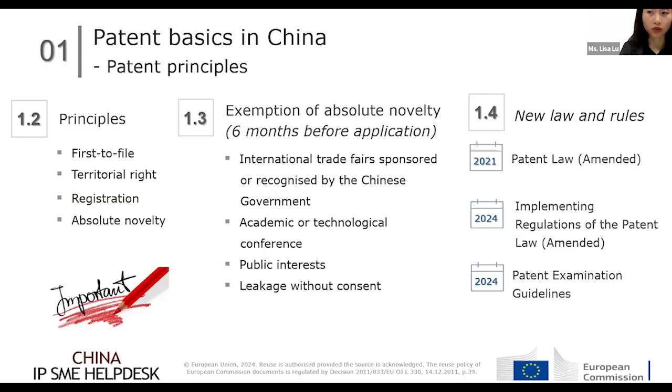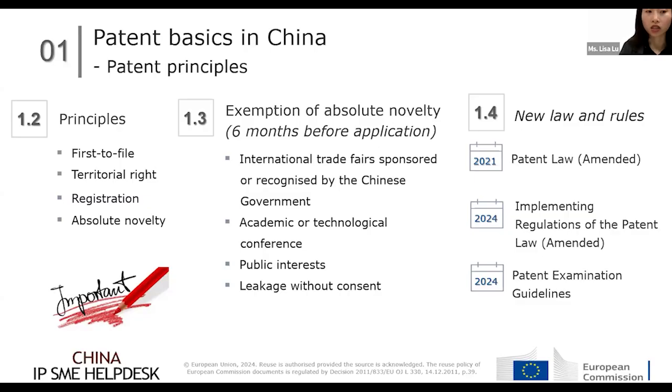That means someone infringes your patent, copies your invention in China. You can only take enforcement actions after your patent is registered. The last principle is very important, that will decide what time you should consider to file your patent in China.